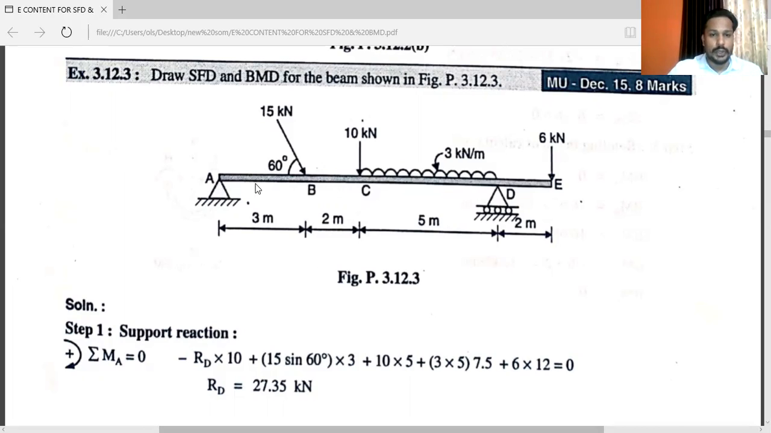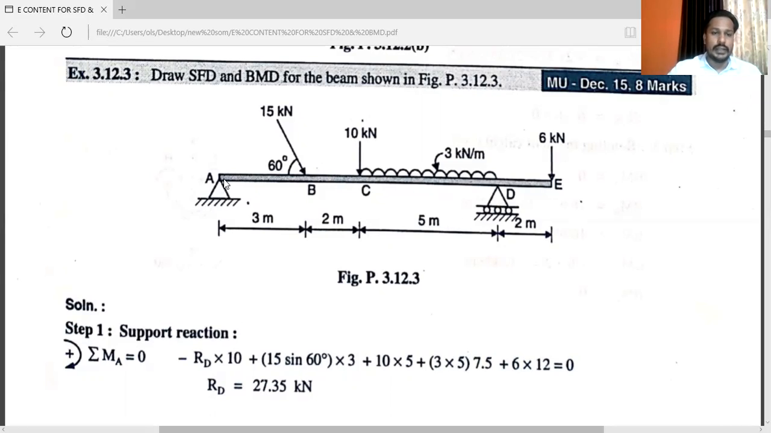From point A to B, the distance is 3 meter, B to C the distance is 2 meter, C to D the distance is 5 meter, D to E the distance is 2 meter. Total distance is 3 plus 2 plus 5 plus 2, that is 12 meter. At point A, hinge support is given.